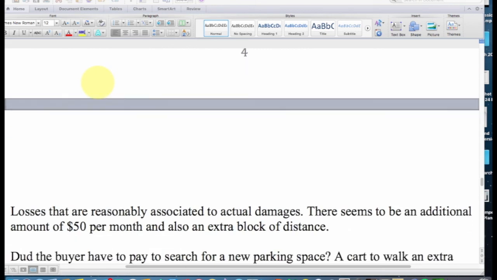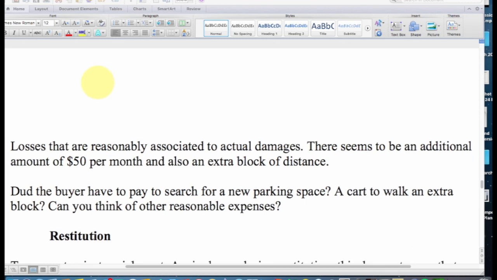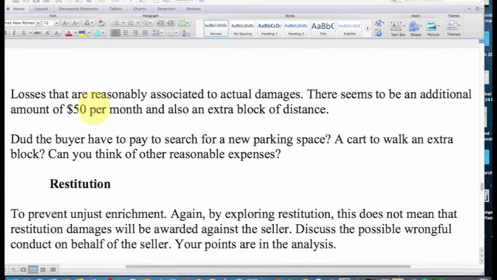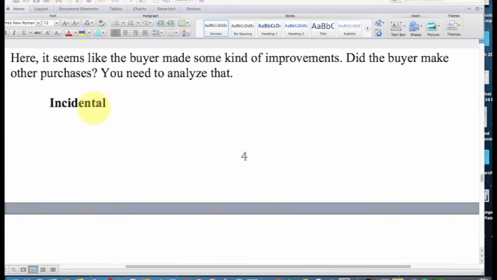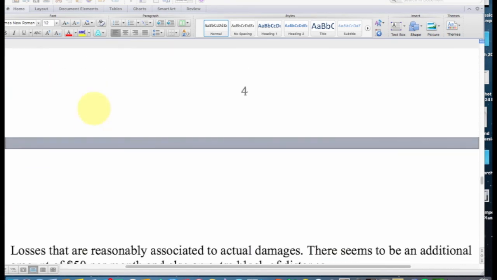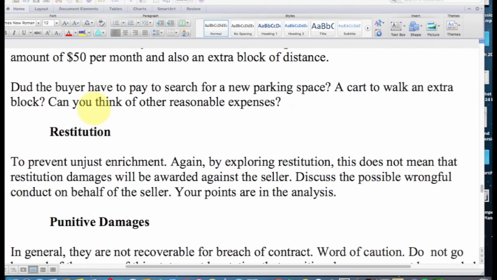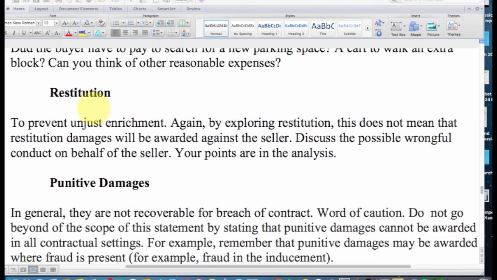For incidental damages, you have to consider damages that were reasonably associated to the breach. And there seems to be an amount of $50 per month, and there seems to be a parking space that was an extra block away. And I want to know if the buyer had to pay to search for a new parking space. So that could be something that is associated to the damages. So for incidental, sometimes you have to come up with damages that are not specifically mentioned in the fact pattern. And can you think of extra expenses there? And restitution. Now, again, I'm not saying that a party is going to be liable for restitution, but you do have to explore this. And you definitely have to consider whether there was wrongful conduct on behalf of the seller.